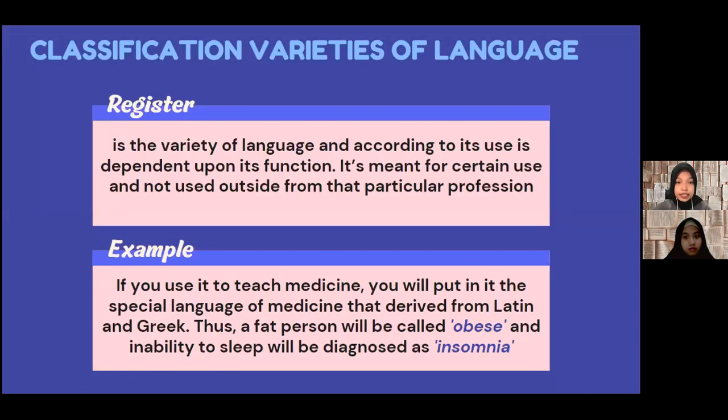The next is register. Register is the variety of language, and according to its use is dependent upon its functions. It's meant for certain use and not used outside of that particular profession. The example is, if you use it to teach medicine, you will put it in the special language of medicine that derives from Latin and Greek. Thus, a fat person will be called obese, and inability to sleep will be diagnosed as insomnia.